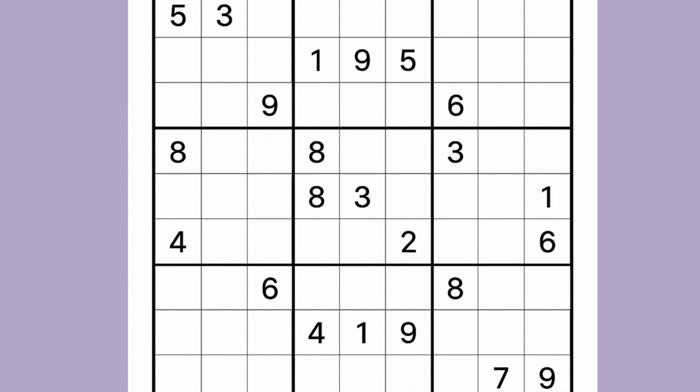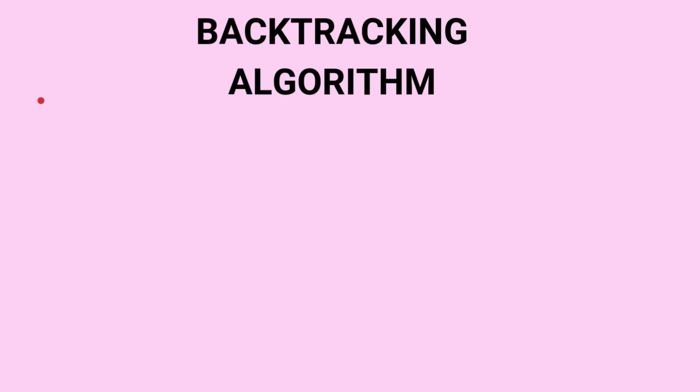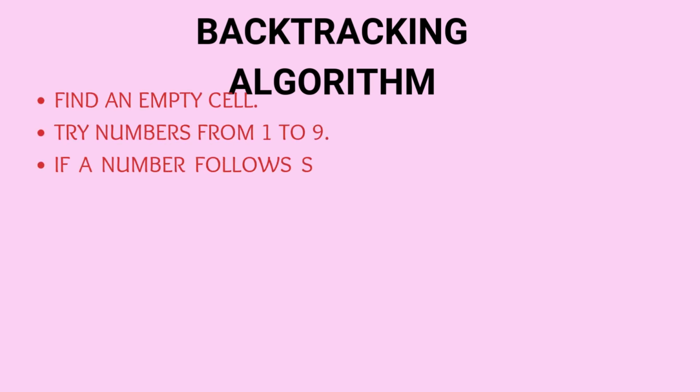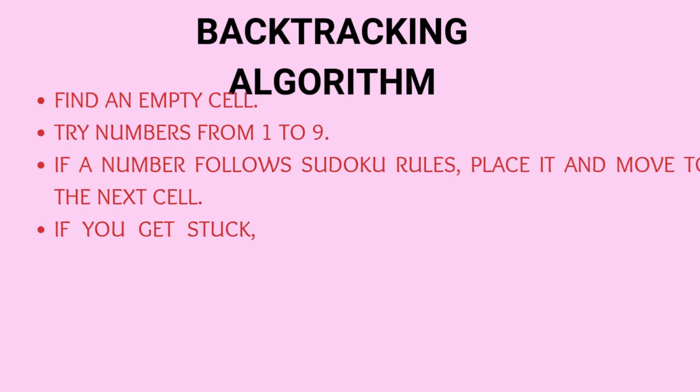First, here is the unsolved Sudoku we are going to work on. Our goal is to fill every empty cell, so each row, column and 3 by 3 box contains the numbers 1 to 9 exactly once.